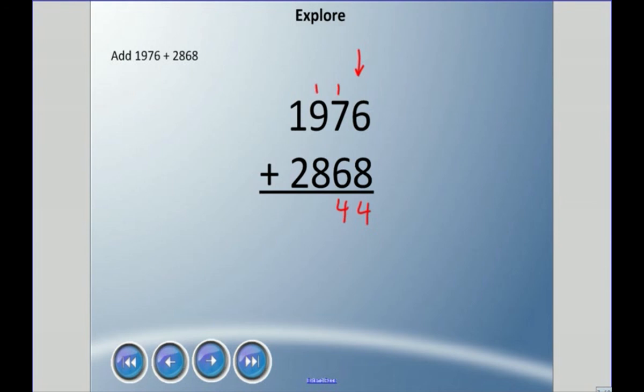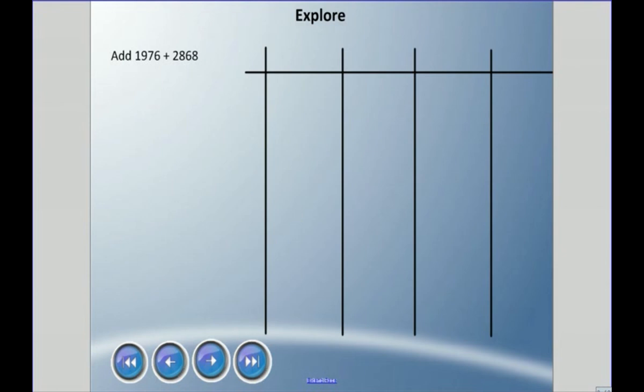So I'm going to regroup. Now I have 1 plus 9 is 10, plus 8 is 18. I'm going to put the 8 and regroup again. And then I have 1 plus 1 is 2, and plus another 2 is 4. So there is 4,844 dominoes altogether.